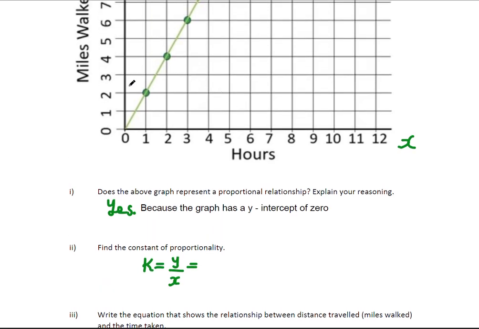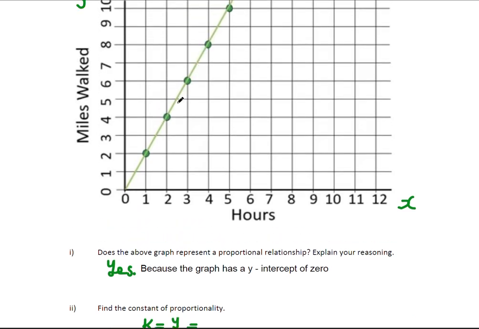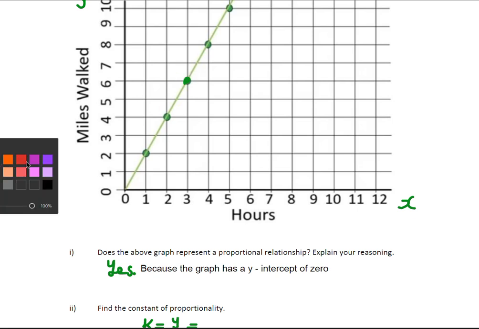So what we can do to find the constant of proportionality here is simply to identify any point on the line, any point at all, and find the x value and the corresponding y value. Read the y value and the corresponding x value from the graph. So for example, I'm just going to use this point. Any point you choose will give you the same answer, as long as you read the x and y values corresponding to that point correctly.